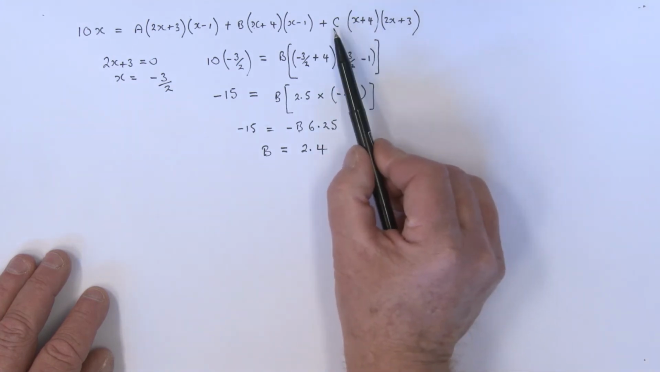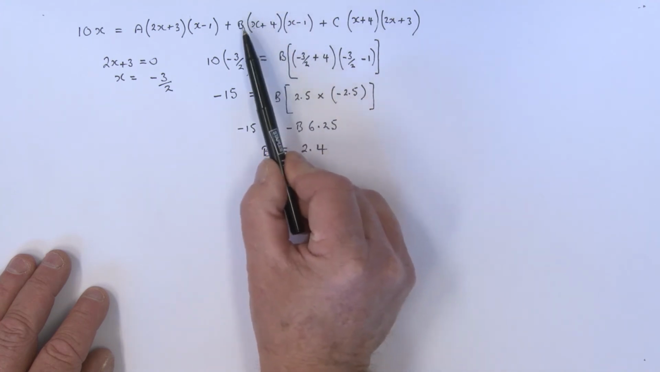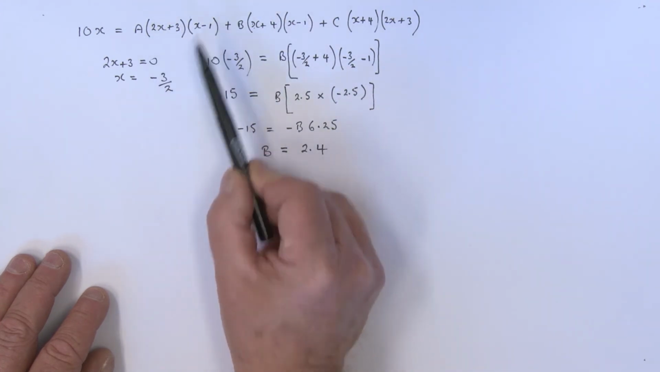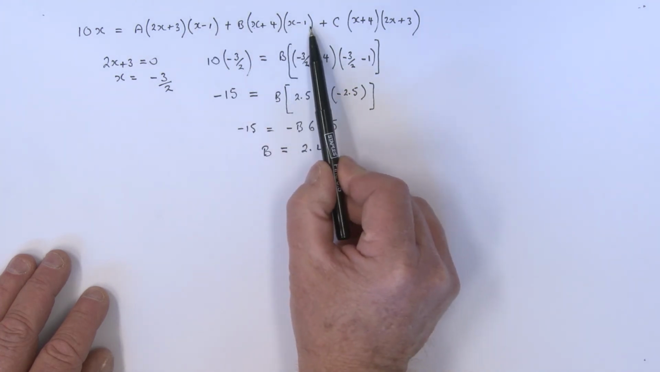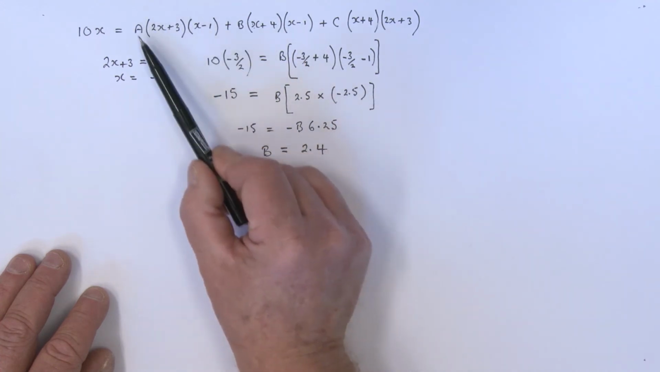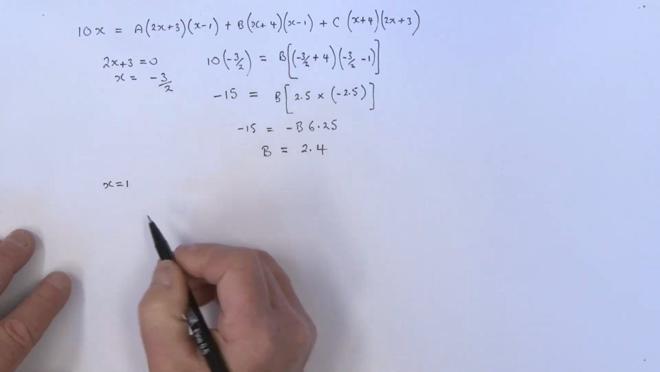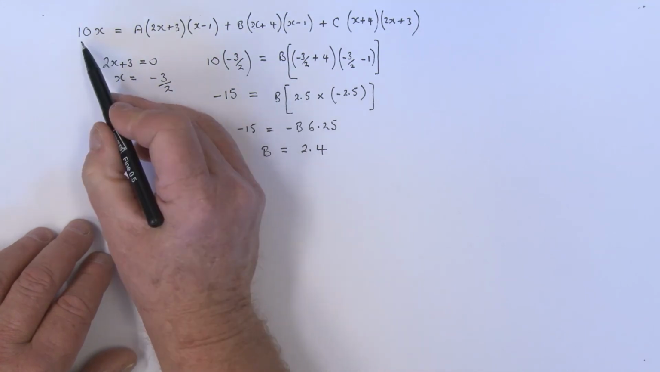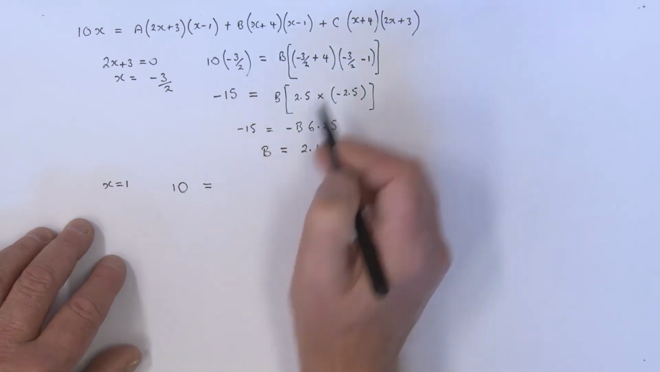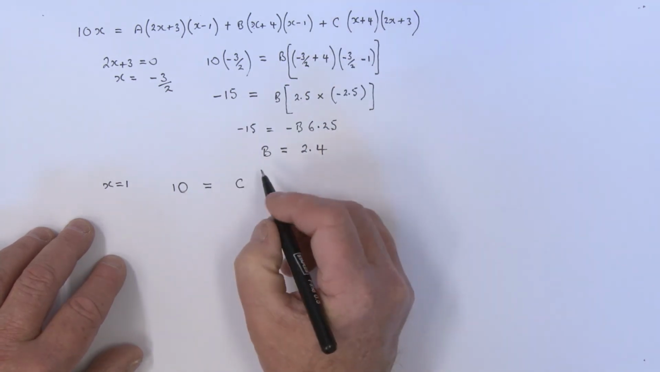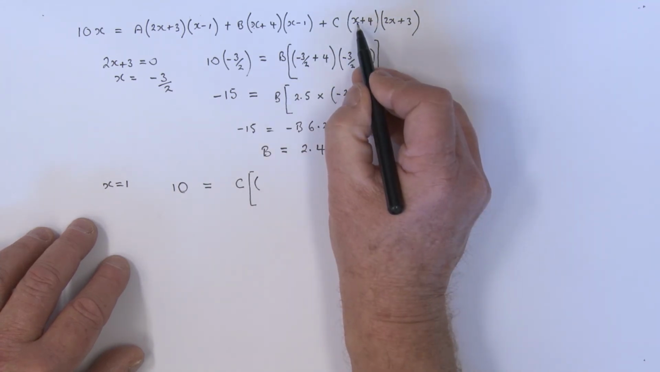Now what I need to do is evaluate this c. I want to choose a value of x that makes this term 0 and this term 0 over here. So what would that value of x be? Well, I've got an x minus 1 in this term, and x minus 1 in this term. So if I made x equal to 1, this would be 0 and this would be 0. So that's what we'll do. We'll say x is equal to 1. Okay, so therefore we have 10 times 1, which is just 10, and that's going to be equal to this term over here, which is c. Let's open up a bracket here. And that's a 1, isn't it? Yes, because x is 1.